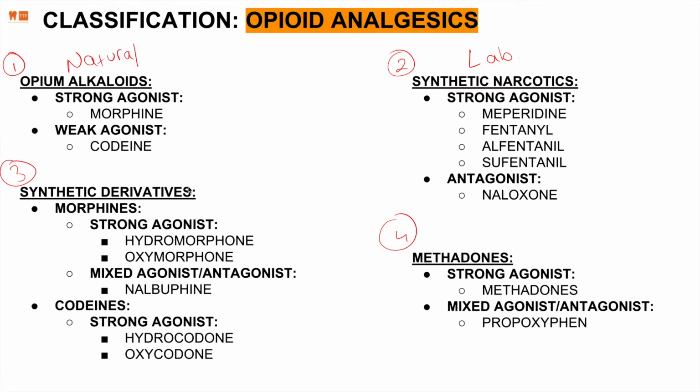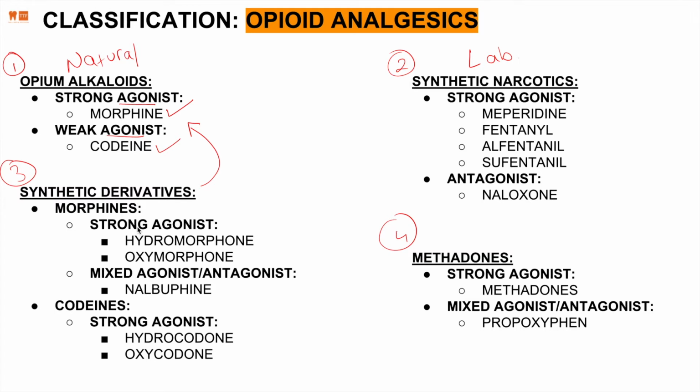Synthetic derivatives are basically of the natural. They're synthetic, but they're derivatives of the natural. And then methadone is on its own, and we'll discuss these drugs in fair detail in the coming slides. So as an overview, in the natural opium alkaloids, we have a strong agonist and a weak agonist. In strong, we have morphine, the mother of all opioids, and then codeine.